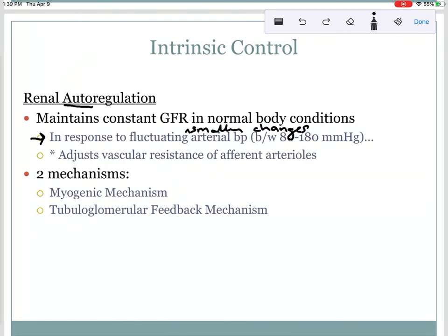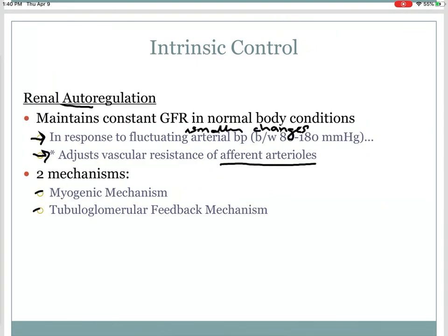Okay, we're going to get a little bit fancy. We're going to talk about two specific mechanisms, the myogenic mechanism and the tubuloglomerular feedback mechanism. Before we do that, let me just remind you, just like we talked about with other autoregulation mechanisms, how does an organ autoregulate? Usually by constricting or dilating arterioles. And it's no different here. We're able to constrict or dilate the afferent and even sometimes the efferent, but mostly the afferent arterioles feeding into the glomerulus.